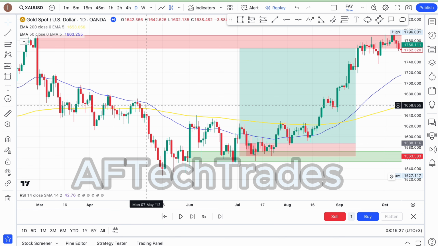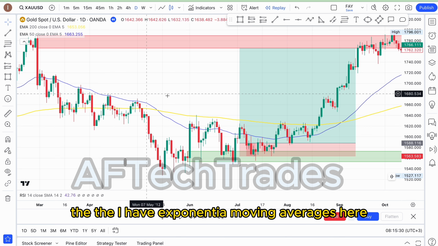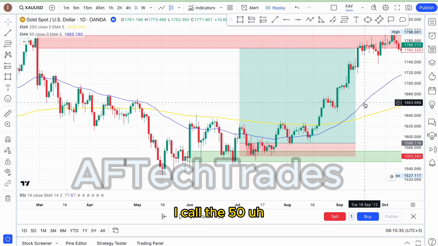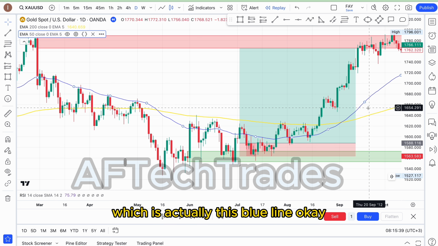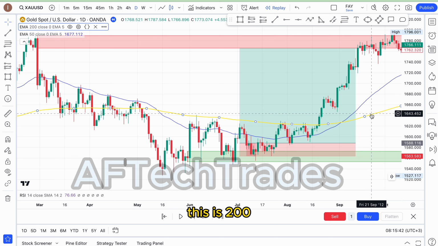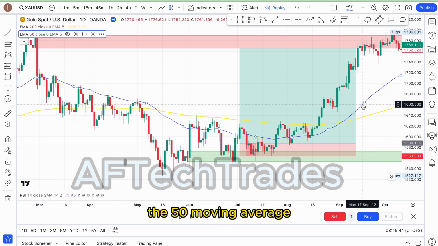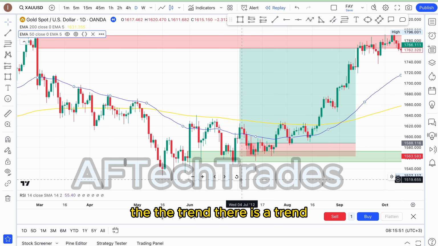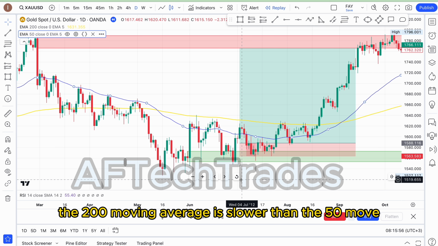Then I have exponential moving averages here. That's my condition 2. I call the 50 exponential moving average, which is actually this blue line. This is 200, this is 50. The 50 moving average is for me to actually be sure that there is a trend. The 200 moving average is slower than the 50 moving average.